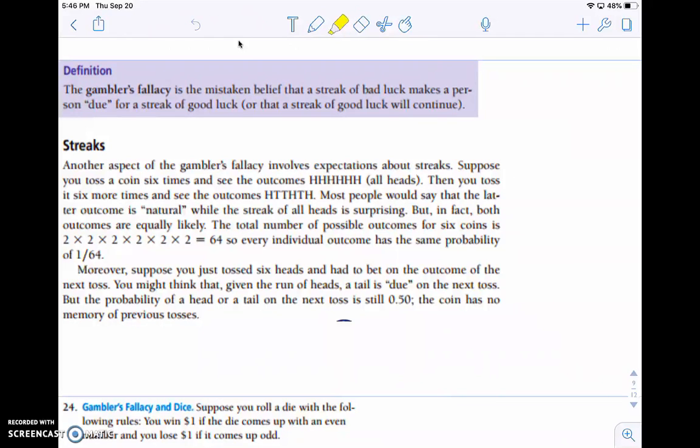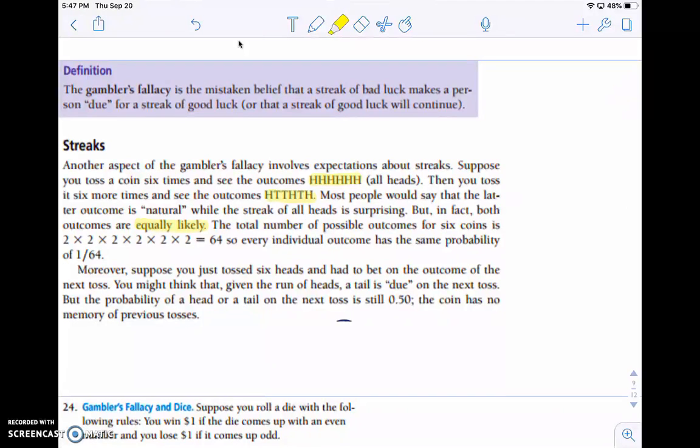But when we look at another aspect of the gambler's fallacy, it involves expectations about these streaks. So suppose you toss a coin 6 times and you get 6 heads. Then you toss it 6 more times and you see the following outcome here: heads, tails, tails, heads, tails, heads. Most people would say that the latter outcome is natural, while the streak is surprising. However, both outcomes are equally likely.